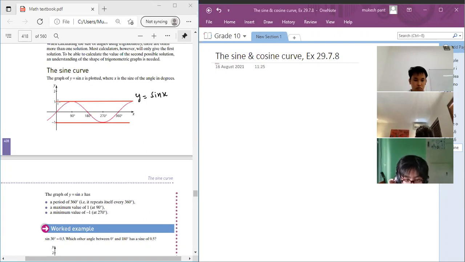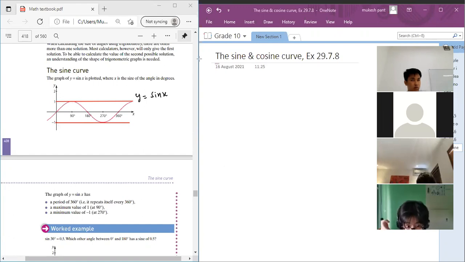The graph is sin x, and the maximum is 1. And what is the minimum value? You can see this is minus 1. So here you can see 90 is reaching positive 1. And here you can see 270. So 180 is at 0, sir? Yeah, 180 is 0. This 270 is negative 1. You are right. This 180 is 0, and this 360 is also 0.